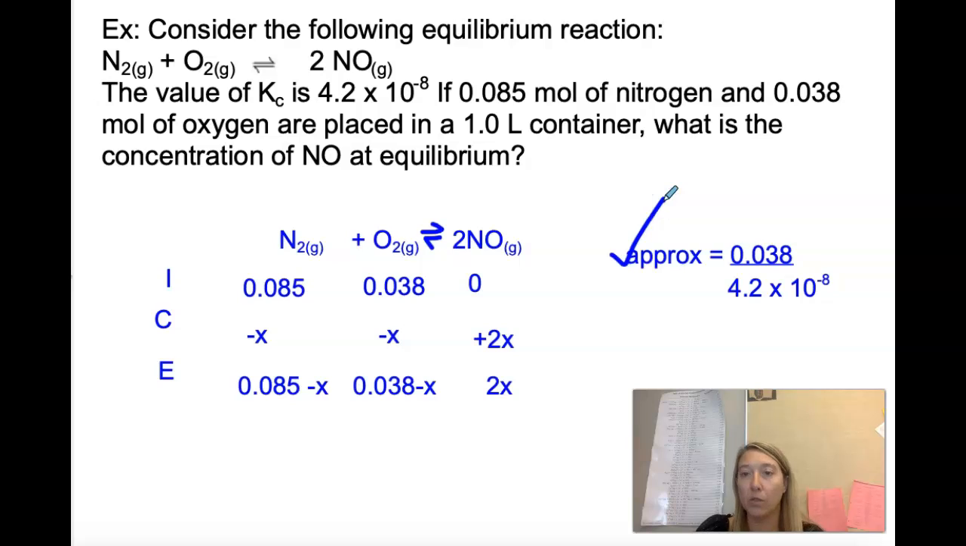I can approximate, so I'm going to put a little check mark next to the approx. So what does this mean I'm going to do differently? Because I can approximate, for my reactants and my reactants only, I can get rid of this x. That's because a difference of 1,000 tells us that whatever the numerical value of x is, it's going to be really, really tiny. So when I do 0.085 minus x and round for significant digits, I'm still going to have 0.085. If I'm still going to have the same number, we may as well leave those x's out, and it makes this calculation much simpler.